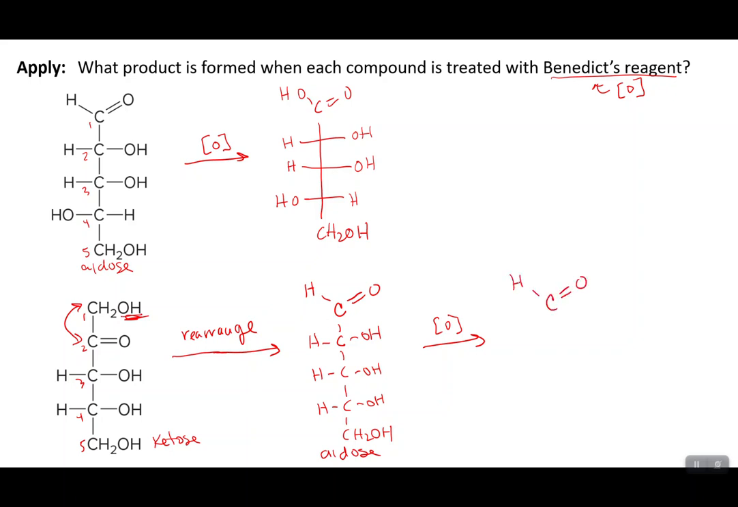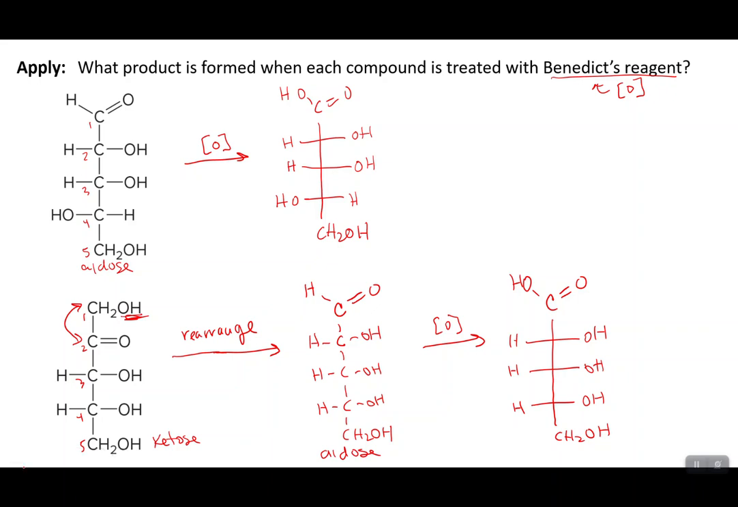And I'm going to go ahead and draw this as a Fischer projection so that it's faster. So it's just carbon 2, 3, and 4. And all of the OH groups will appear on the right-hand side. Okay? And that is how you can get, this should be a carboxylic acid. And that is how you get an aldonic acid from a ketose.